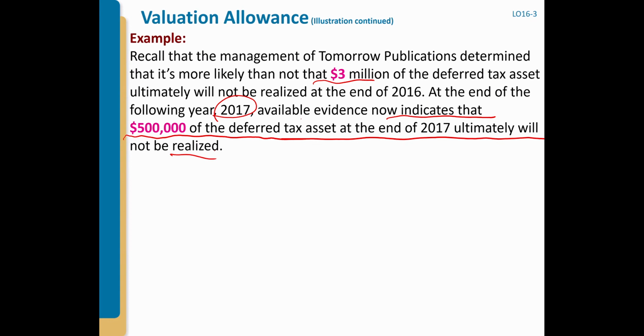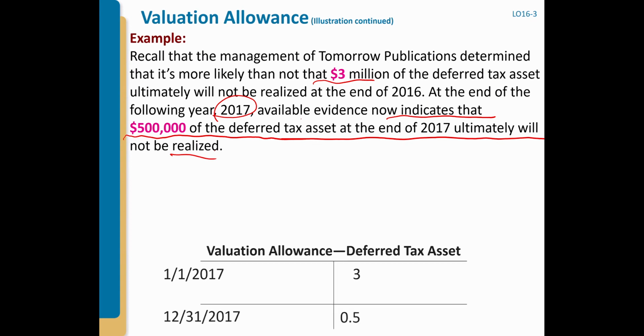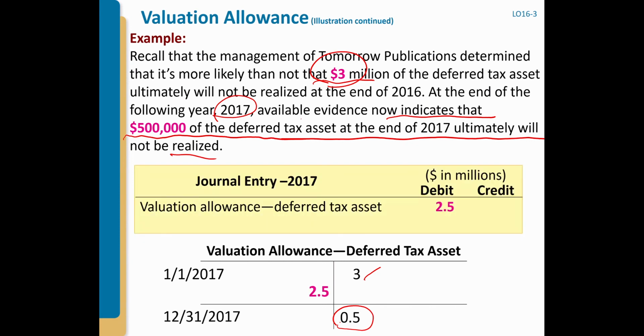So then you just make an adjustment. When we change our prediction, valuation allowance was 3 before the change. Now it should be 0.5, $500,000. So how to make it become $500,000? In this case, you need to debit 2.5 to decrease the valuation allowance to 0.5. So you debit valuation allowance. What are you gonna credit? You credit income tax expense. Remember, income tax expense is always the last item when you write the journals.